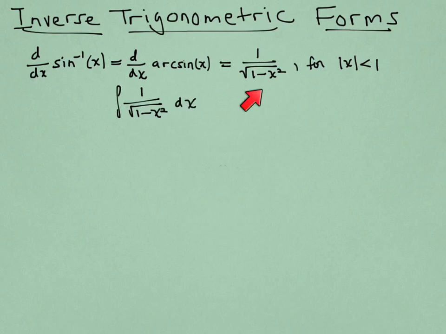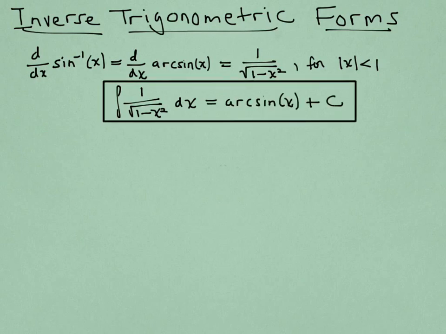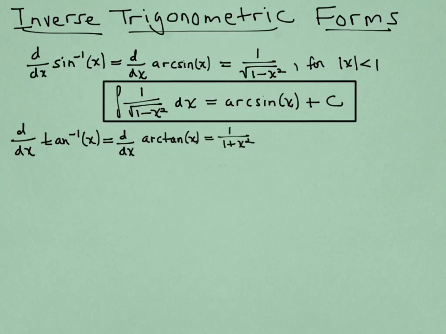So if I integrate 1 over the square root of 1 minus x squared, I should get, as its antiderivative, the arc sine function. The inverse tangent function, or arc tangent of x, has a derivative of 1 over 1 plus x squared. Notice there's no radical now, and that expression is defined for all values of x. If I integrate 1 over 1 plus x squared now, its antiderivative should be arc tangent.